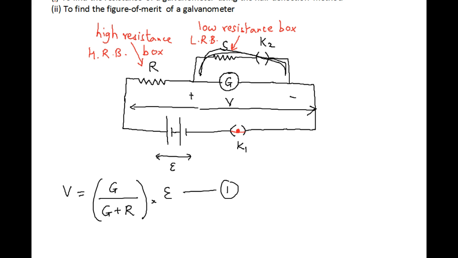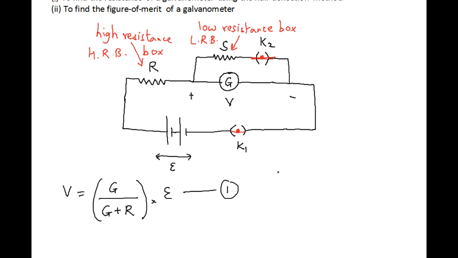Now in the second experiment, what is done is the key K2 is closed, so that means that there is going to be current flowing in this particular branch. This K2 is effectively now a short circuit. So now the entire circuit consists of two loops, the lower one and the upper one, and you have current flowing in both the loops.